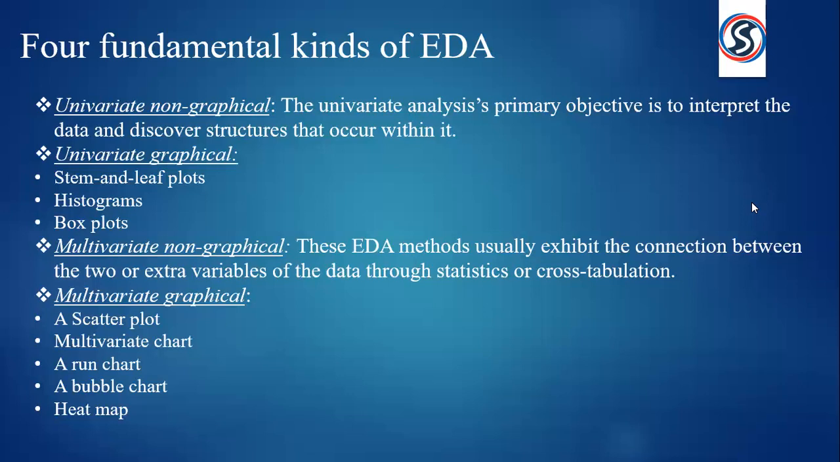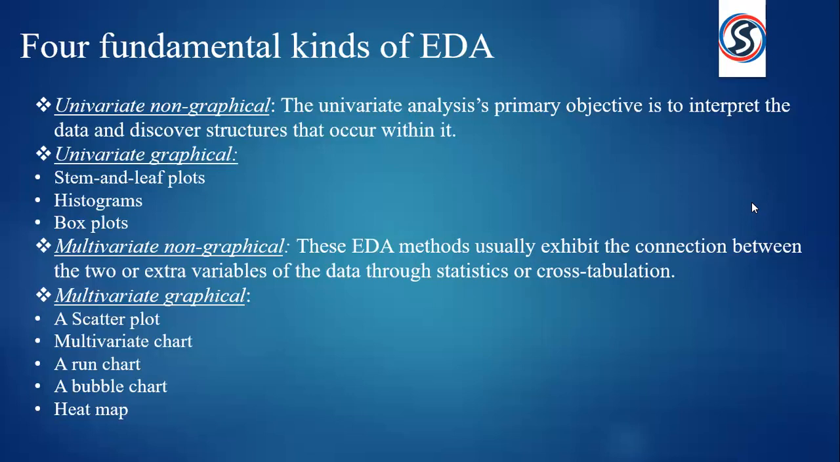Since it's a sole variable, only one variable, it does not negotiate with the connections. We are not going to look for the different connections between variables, only the one variable we are going to consider there. So the univariate analysis's primary objective is to interpret the data and discover the structure that occurs within that particular data. So that is the univariate non-graphical analysis.